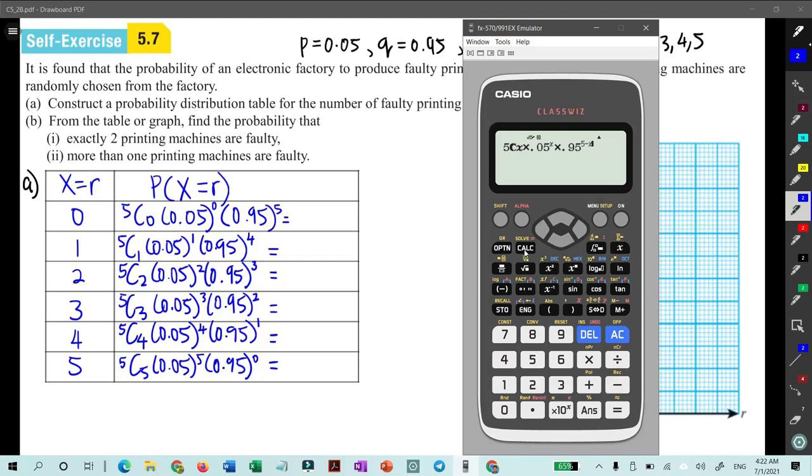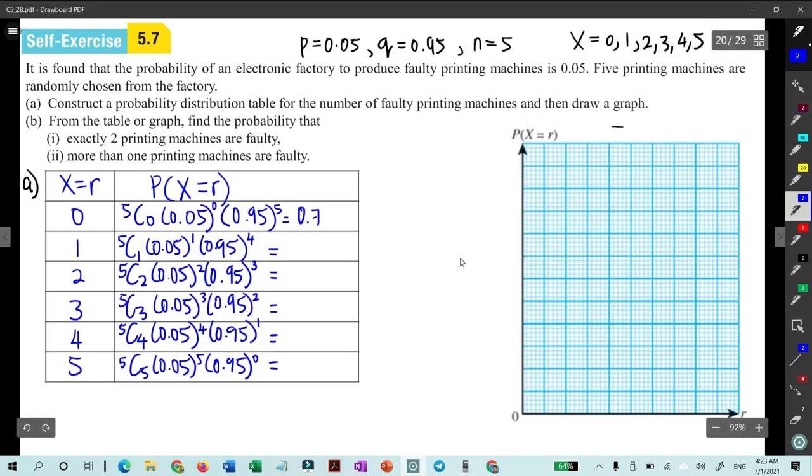And let's calculate. We start with 0. The answer is 0.7737 something. I'm going to change the number format. I select fix and number 4. So what happened? The calculator will convert the answers correct to 4 decimal places. The first value here is 0.7738.